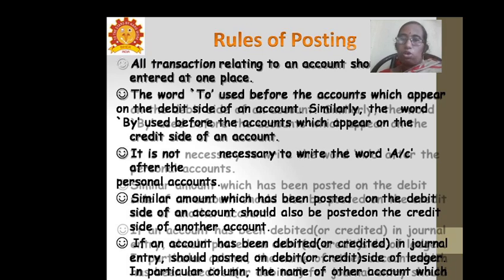It is not only necessary to write the account, but after the personal account, the amount that has to be posted from the journal has to be written too, and the credit side is posted the same way. If an account has been debited in the journal entry, it should be posted on the debit side of the ledger. If the account in the journal has been shown in the credit, it has to be shown on the credit side.